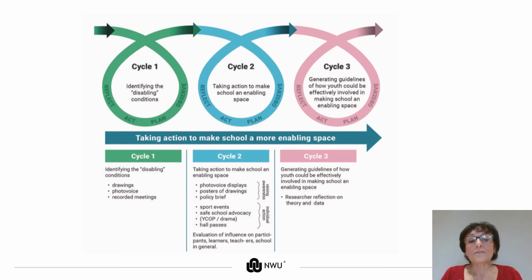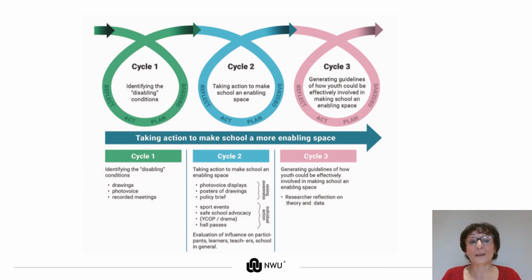So you can either do two cycles, because most studies have at least two sub questions. Sometimes one cycle will address two sub questions. Or you can actually put the generation of your guidelines as a cycle three as well. So it's up to you. But I hope it's clearer now how to do action research.